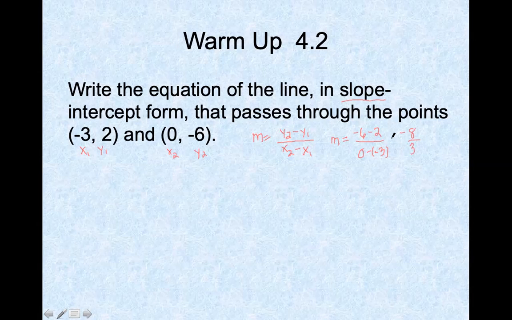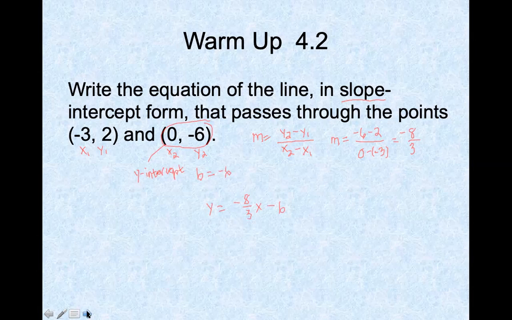So that's my slope. Now I need to find a y-intercept. So hopefully you recognize that anytime you have an x-coordinate of 0 and you're given a y-coordinate, this represents the y-intercept. Remember, when we're finding y-intercepts, we put 0 in for x and solve for y. So if we have an equation where we put 0 in for x and solve for y and got -6, we know our y-intercept is -6, or our b is -6. So then we can write our equation, y equals -8/3 x minus 6.